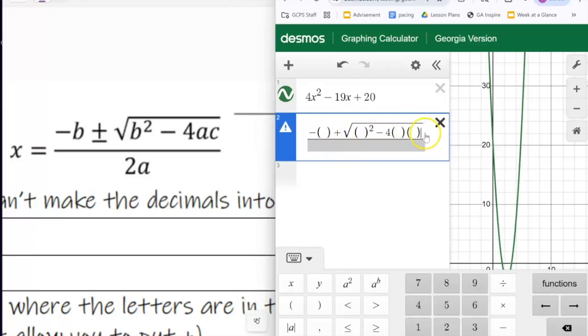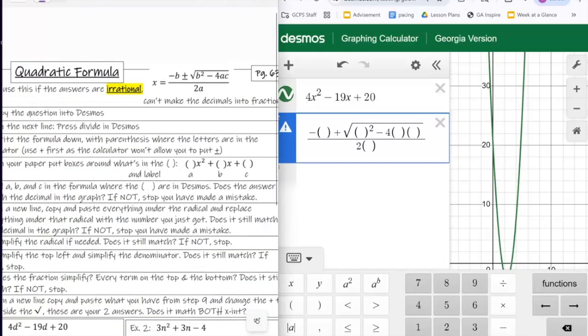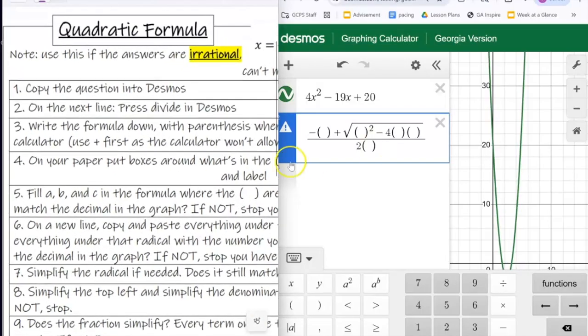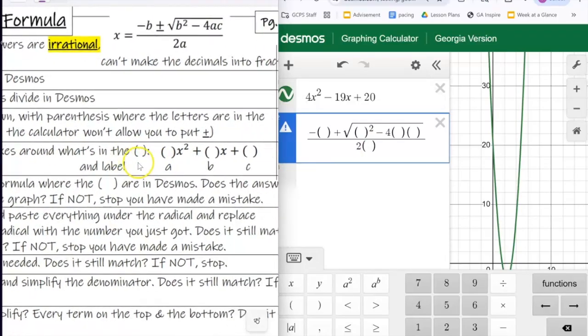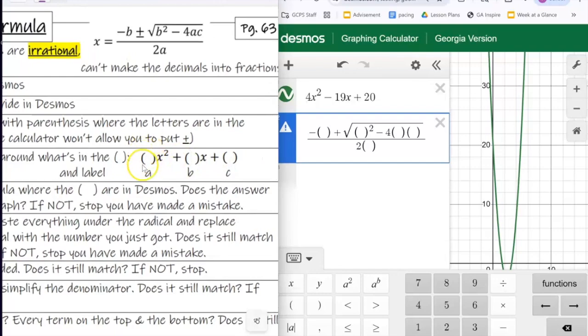And again, please make sure that whole thing is under the square root, as you can see there, under the square root. All over 2, which is a number, and then A is a letter. All right, so I've gone ahead and done step 3. And then it says on your paper, put boxes around what's in the parentheses. So over here, we're going to put boxes around A, the number right before x squared, B, the number before x, and C, the one by itself.